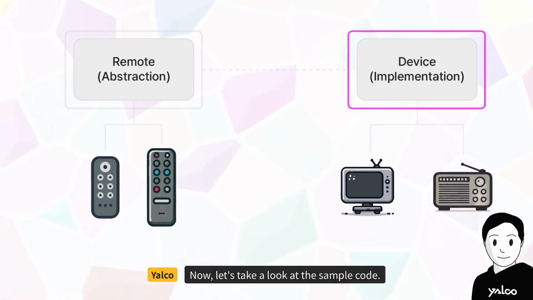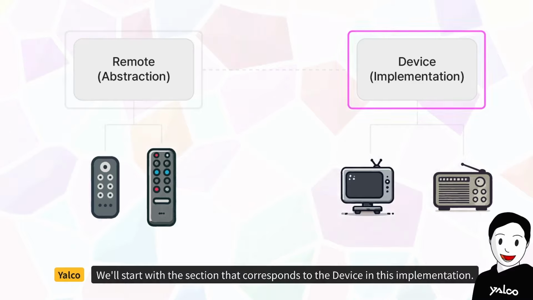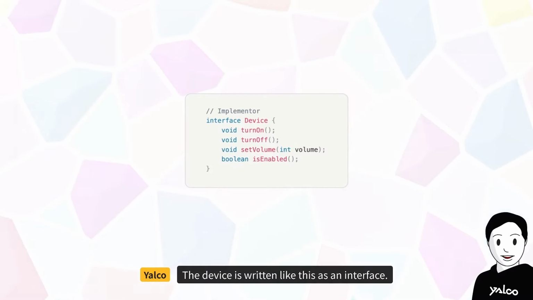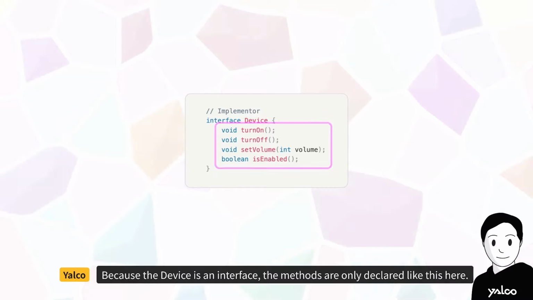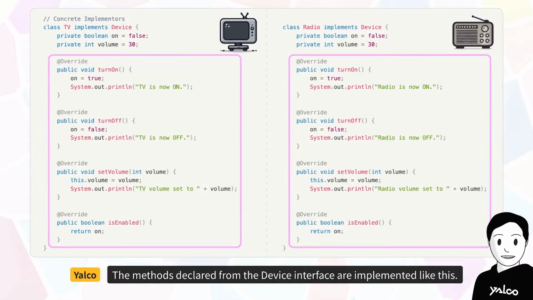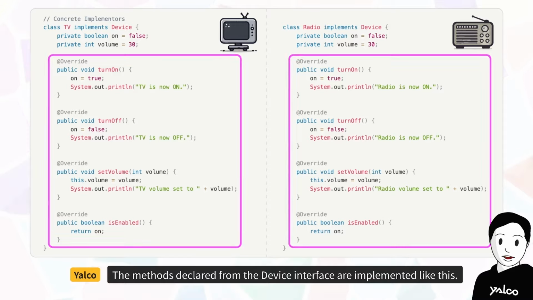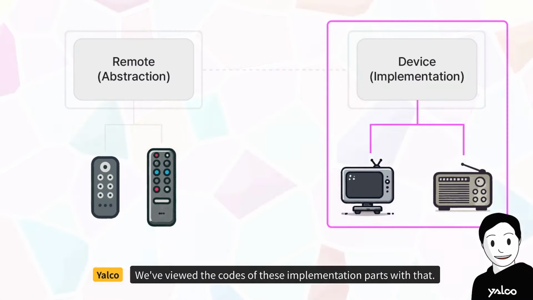Now, let's take a look at the sample code. We'll start with the section that corresponds to the device in this implementation. The device is written like this as an interface. As you can see, the functions of turning on, turning off, setting the volume, and checking the active status are written as methods. Because the device is an interface, the methods are only declared like this here. Let's move on to the next classes. Here are the TV class and radio class that apply this interface. The methods declared from the device interface are implemented like this. You don't need to take a close look at the details. We've viewed the codes of these implementation parts with that.